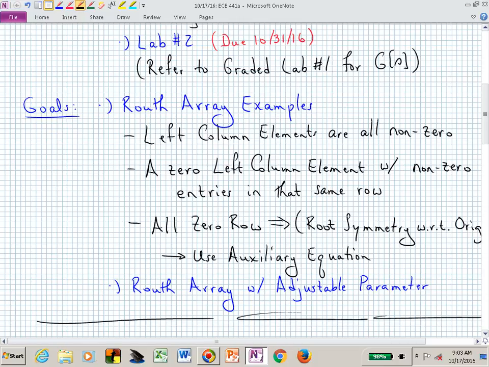And then we'll work through an example, or a couple of examples, where we have an all-zero row. When we have an all-zero row, that means that we have root symmetry with respect to the origin. And there you can start to visualize the different ways you can have symmetry of the poles or the roots relative to the origin when you have 2 poles, 4 poles, etc. And if we have time, we'll look at Routh array with an adjustable parameter, but if we don't have time, I may post some material on that, and that will be helpful for the exam.